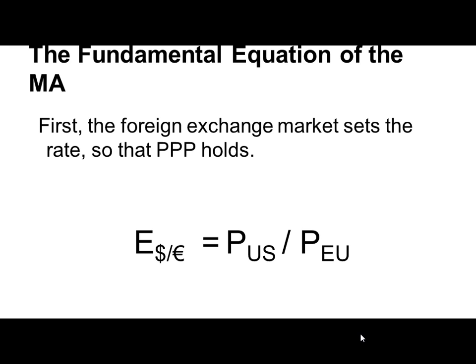The first one: in order to develop the monetary approach's prediction for the dollar-euro exchange rate, we will assume that the foreign exchange market sets the rate so that PPP holds. We already learned about PPP: the exchange rate is equal to the price level in the United States divided by the price level in the euro area.